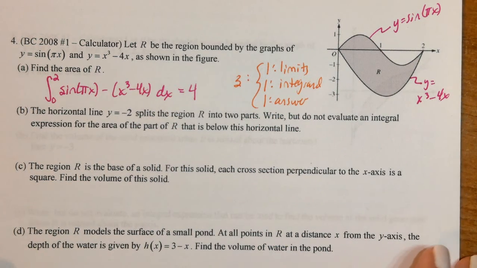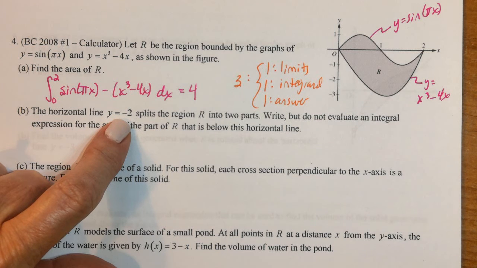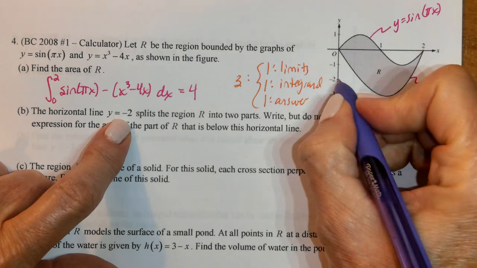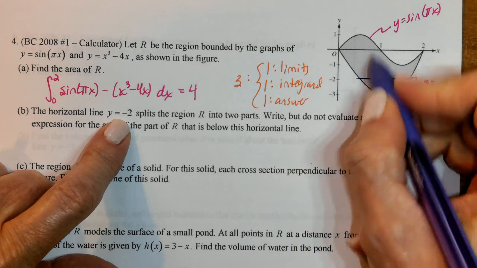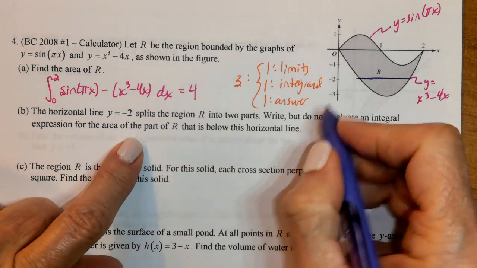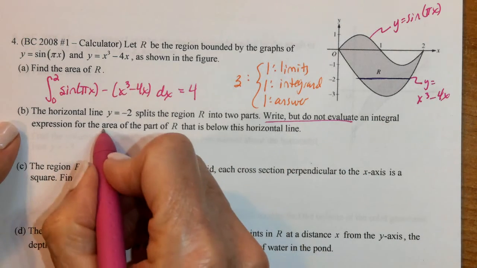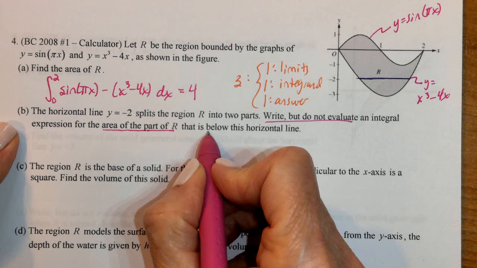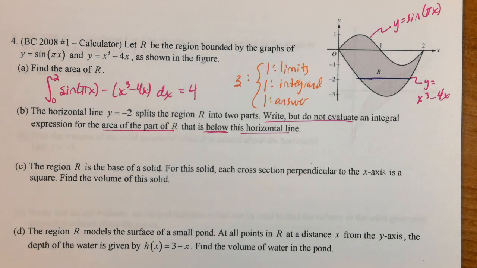Part B. The horizontal line y equals -2 splits the region into two parts. So yes, it would. Y equals -2. Remember, that's horizontal. It splits this region into two parts. They're not equal parts, but they are two parts. Write but do not evaluate an integral expression for the area of the part of R that is below the horizontal line. Below that horizontal line.